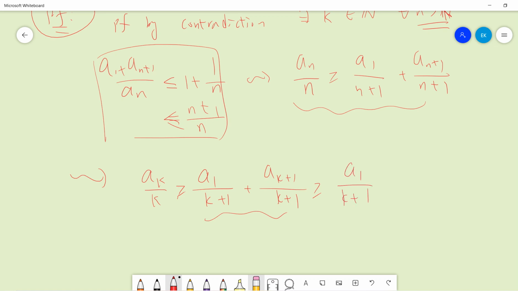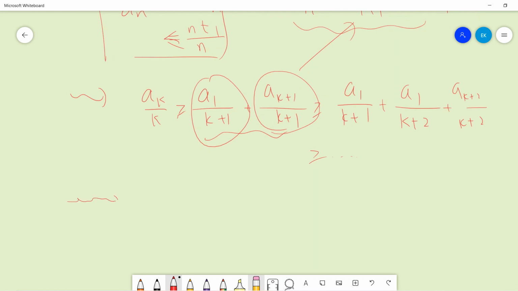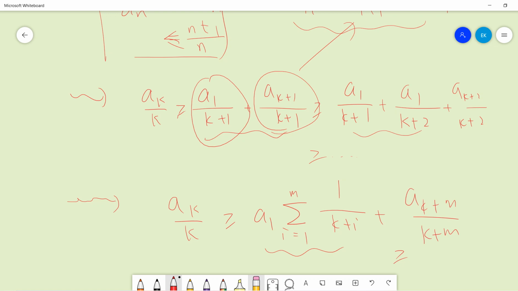So the first term is fixed, and for the last term we use the same step: we change n to k plus 1, so it's greater or equal to a1 divided by k plus 2 plus a_{k+2} divided by k plus 2. And we can keep going. Finally we will prove that a_k is greater or equal to a1 times the sum for i from 1 to m of 1 over k plus i, plus the second term a_{k+m} divided by k plus m. You can keep going.